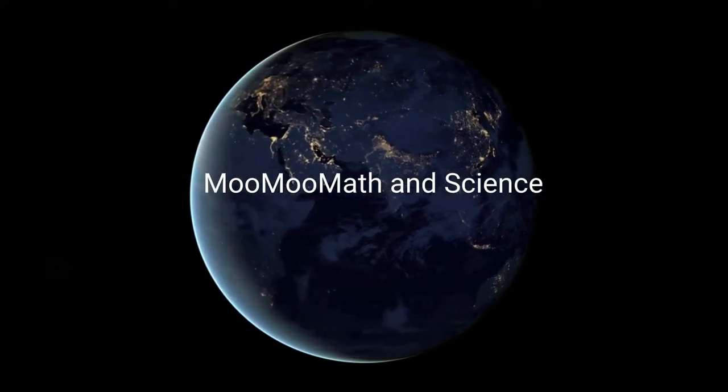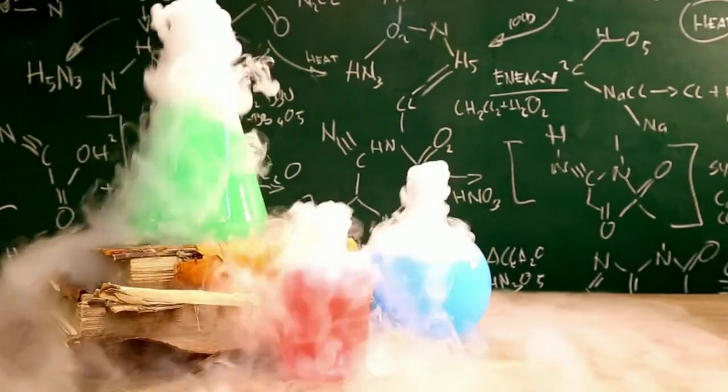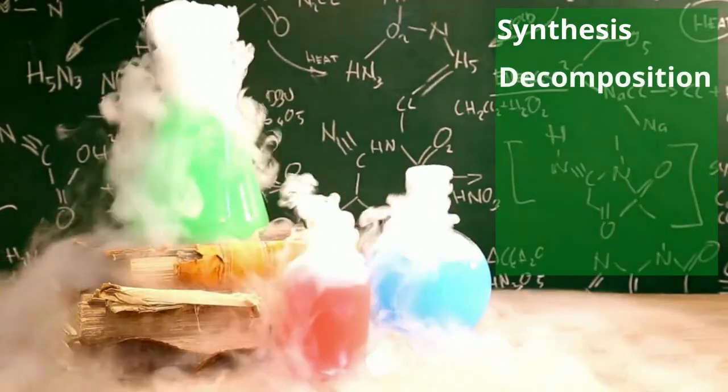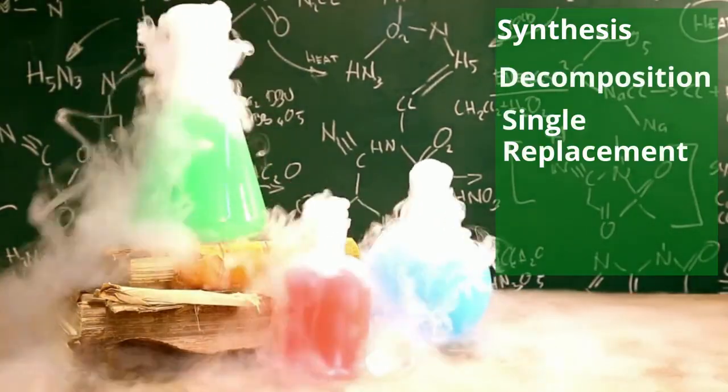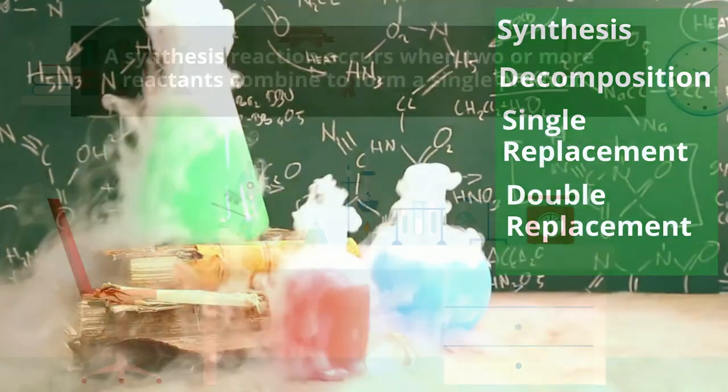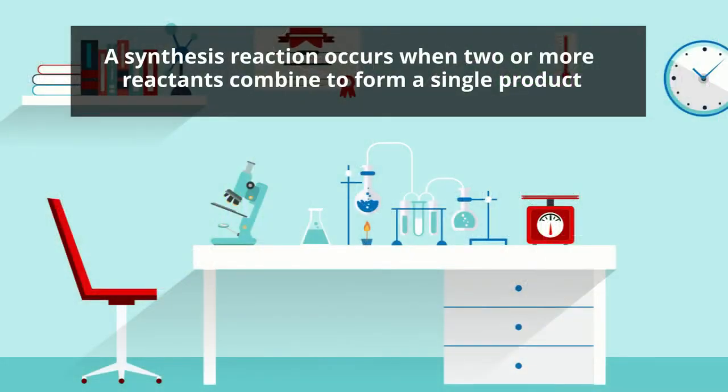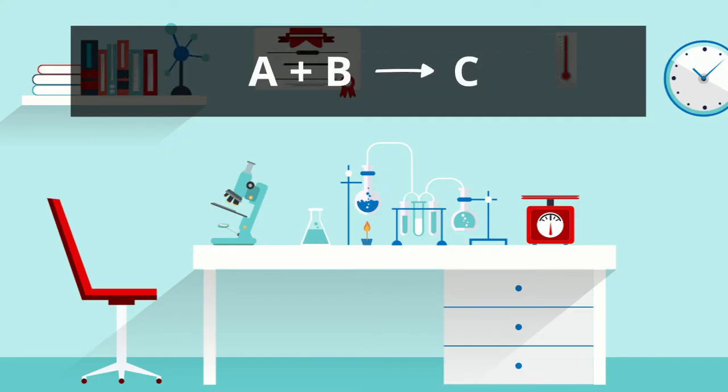In this video, I'd like to go over 4 types of chemical reactions: synthesis, decomposition, single replacement, double replacement. A synthesis reaction occurs when 2 or more reactants combine to form a single product. A synthesis reaction can be represented by the general equation A plus B yields C.